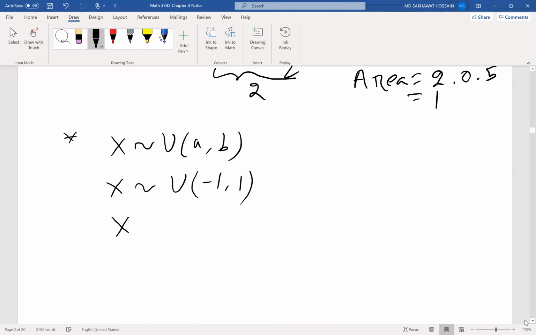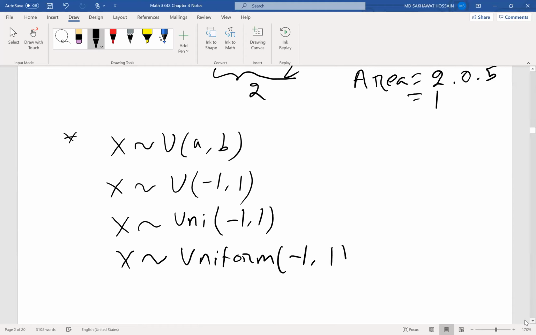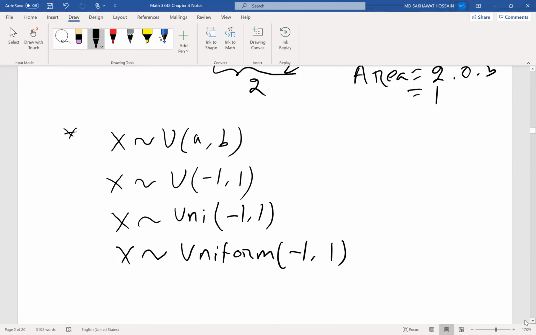And sometimes it is also denoted by Uni, or sometimes it is also denoted by uniform(-1, 1). Okay, so that means X is uniformly distributed from this value to this value. So here we have -1 to 1, so that means X is uniformly distributed from -1 to 1.